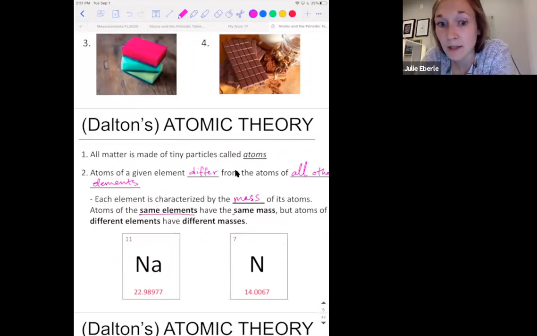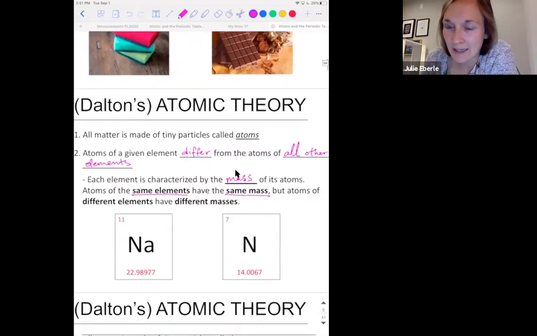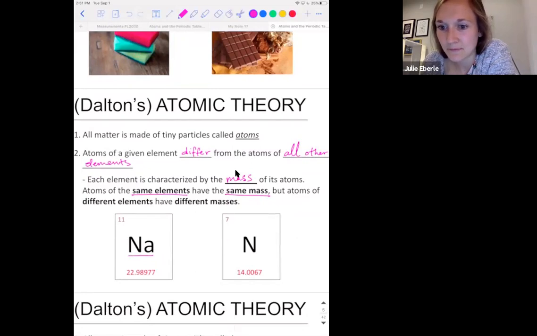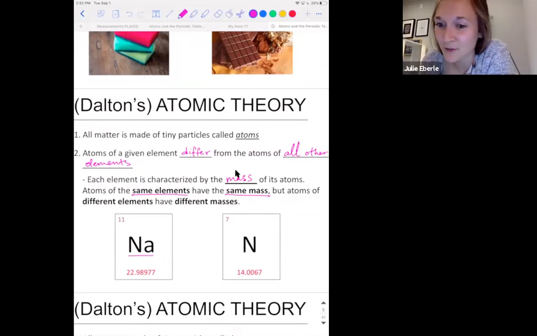Okay, that makes sense. Atoms of different elements have different masses. So we're given an example here. Na, who knows what Na is? Salt. Sodium. It's sodium. Yeah, it's a portion of salt. Okay, so we have sodium, and then N is nitrogen.